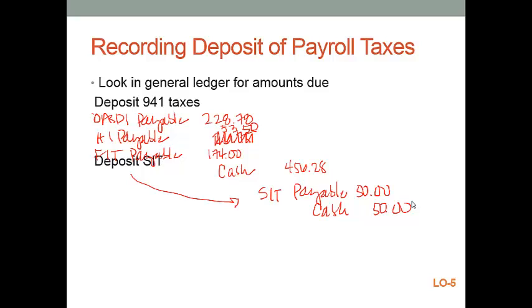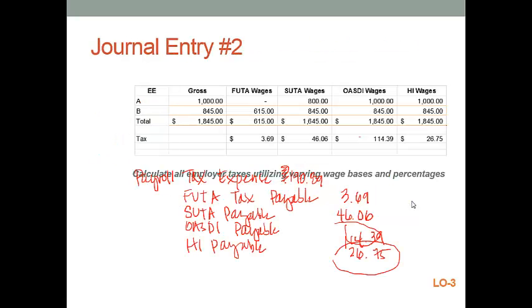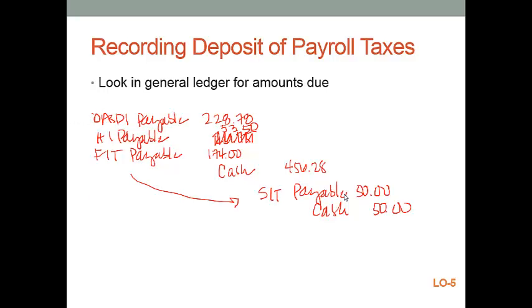And then the last one that we're going to pay is our SUTA. Here we pay this to the Georgia Department of Labor every quarter. If we look back at our employer journal entry, you'll see the SUTA that we expensed was $46.06, and we put it in our SUTA payable. So now we need to pay that off. We'll take it out of our SUTA payable.